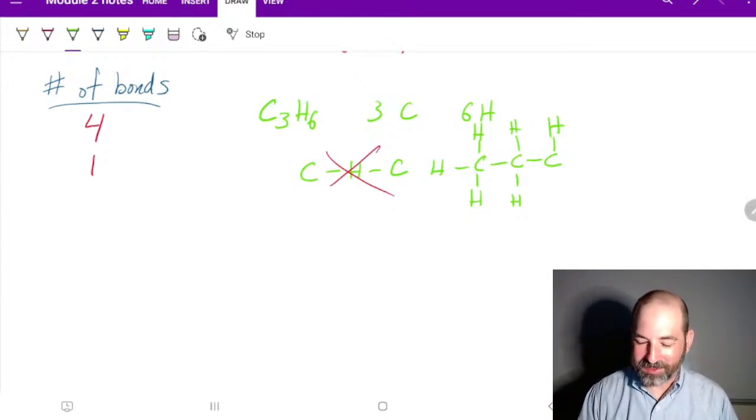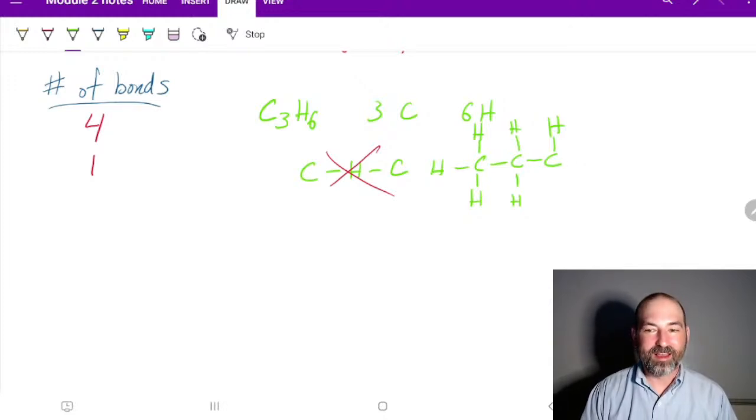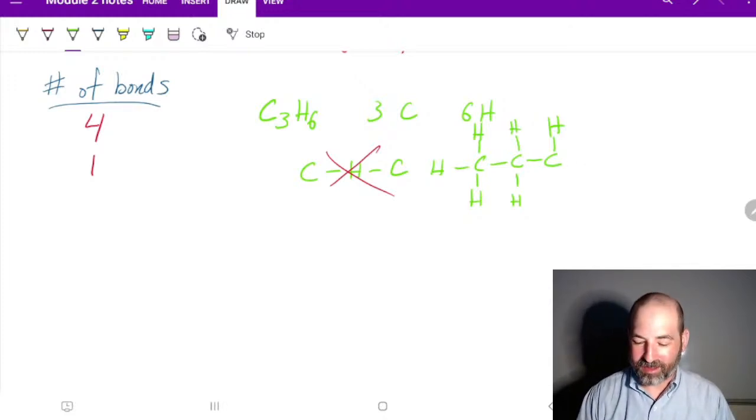Where was I? Okay, so each of these carbons now has 4 bonds, 4, 4, but the one on the right doesn't. So that tells us something's wrong here. This isn't working. This isn't the right arrangement because I couldn't fulfill the 4 bonds on that carbon. So I got to try something else.